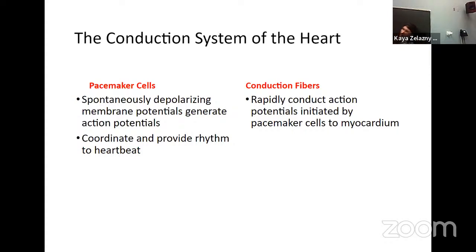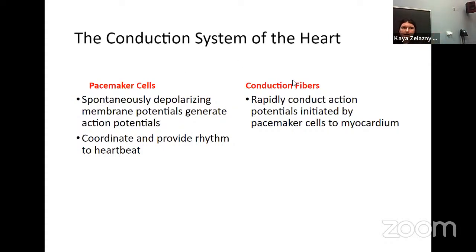The conduction fibers, their main role in the conduction system of the heart, so in the electrical part of the heart, they are going to be conducting those action potentials from the pacemaker cells out to the myocardium, so to the cardiac muscle cells, which are then going to do the contracting. So we can talk about the order of this next time. Just this general piece is where we'll leave it off.